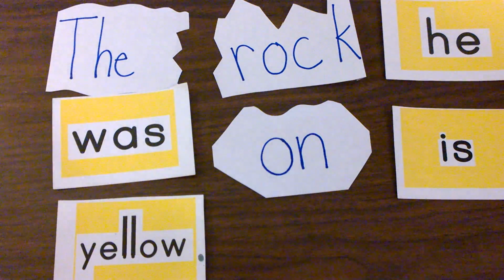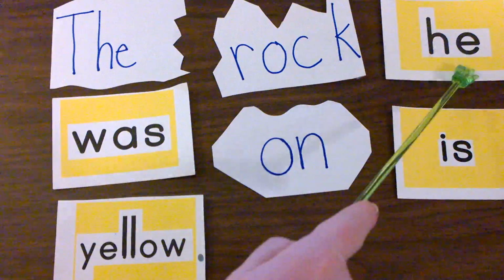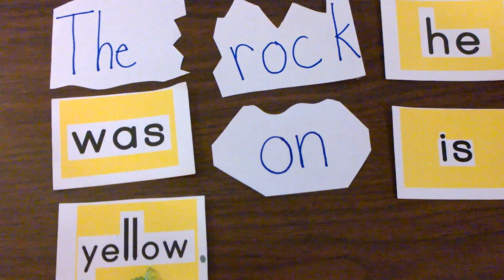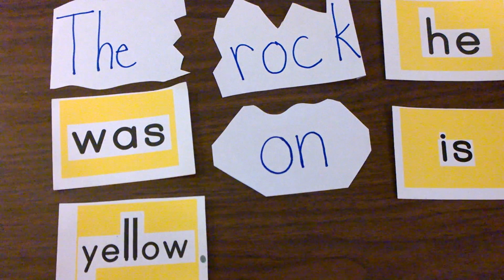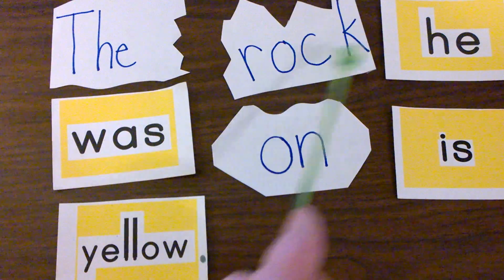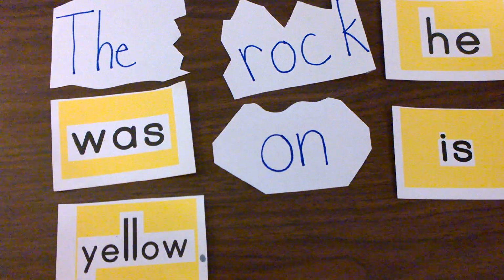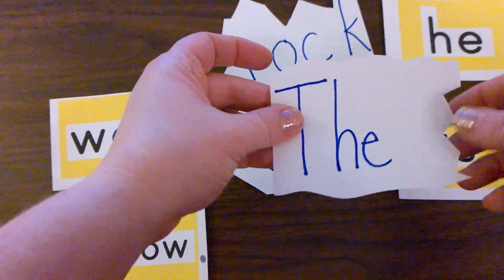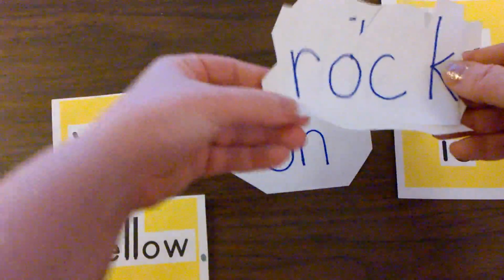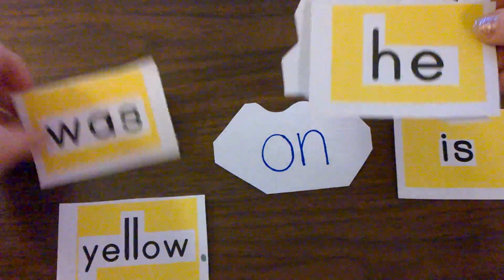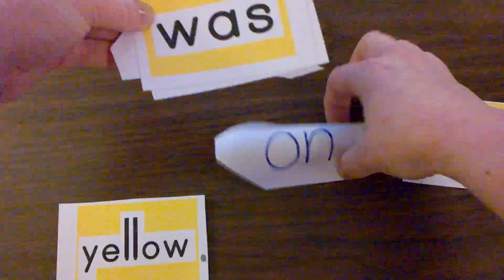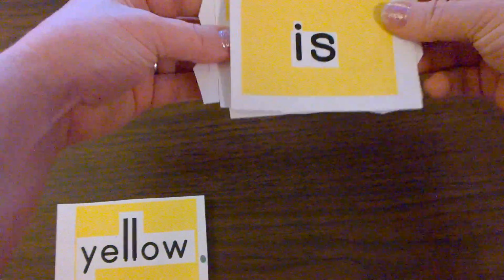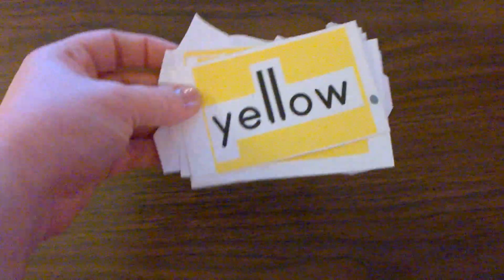Let's read this sentence. The rock he was on is yellow. Now let's read it more fluently like we're talking. The rock he was on is yellow. Here's another sentence we could read because of our sight words. The rock he was on is yellow. Let's learn a few more sight words so we can read even more sentences.